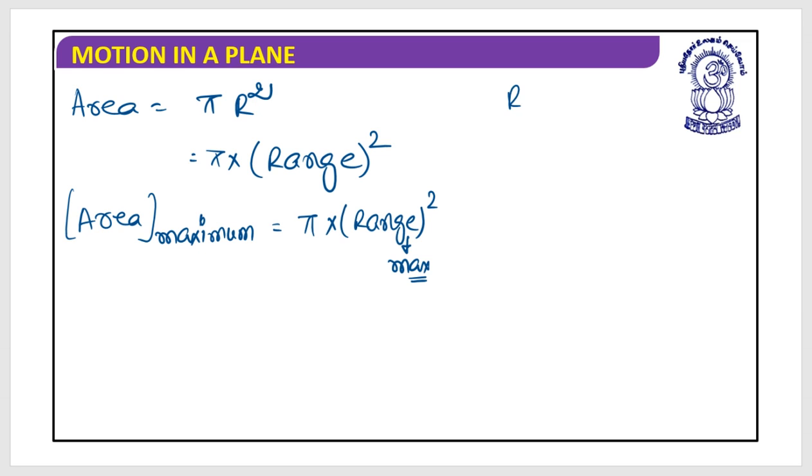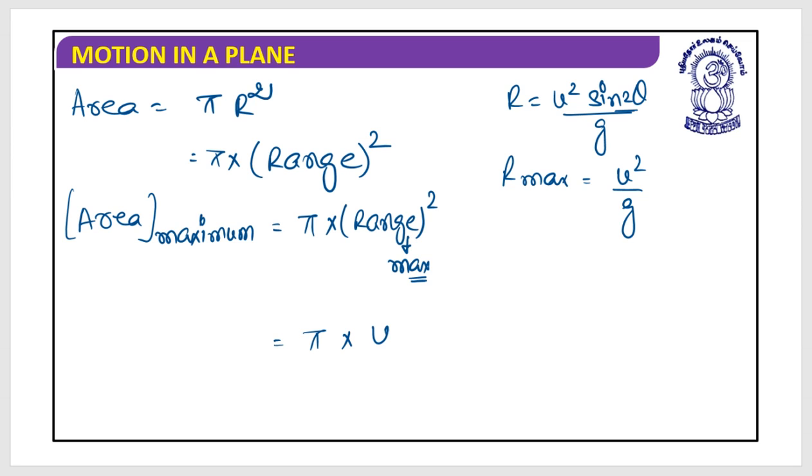So my range is u square sine 2 theta by g. Maximum range when sine 2 theta equals 1, so it is u square by g. So this area is equal to pi multiplied by u to the power 4 divided by g square. In this area, the water sprinkler can deliver the water. This is the scope at which water can be delivered by the sprinkler.